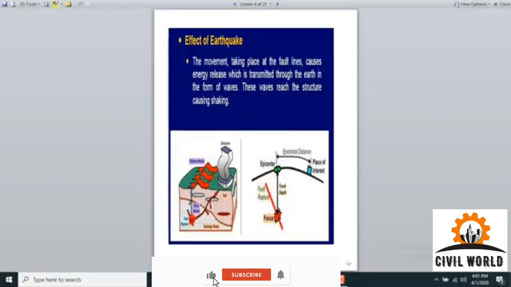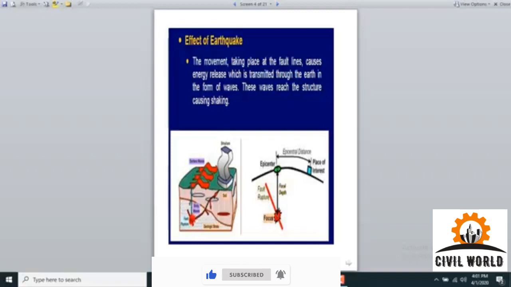It is important to understand that the movement of the tectonic plates takes place below the earth mantle, as can be seen in this diagram, and this movement creates the rupturing of the fault line. For example, here the fault line has ruptured because of the movement of the tectonic plates. Now this point where the fault line has ruptured is called the focus point. This focus point then delivers the outcome of this rupturing at the surface of the earth, and this point here is called the epicenter.